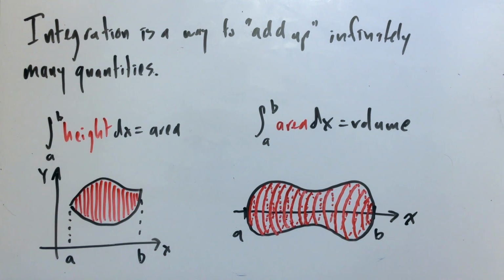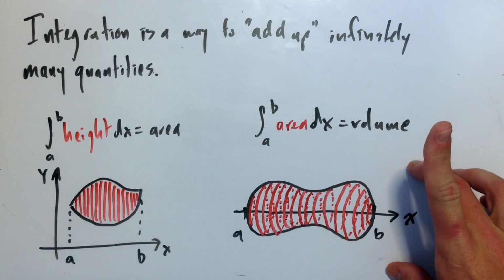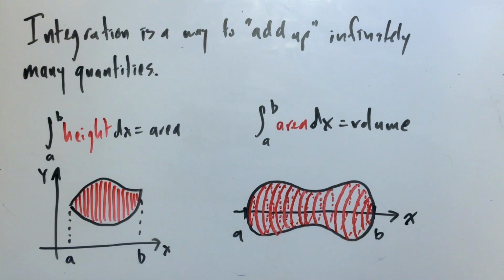So extending this idea, you might think that we can come up with a way to get volumes via integration, and you would be correct. The idea is going to be very similar. We're going to take a three-dimensional shape like this, and we're going to imagine that we're cutting it up into a bunch of flat parallel slices.